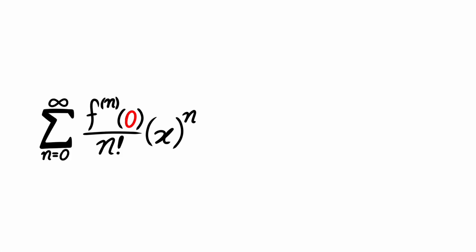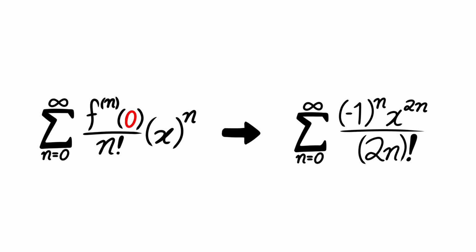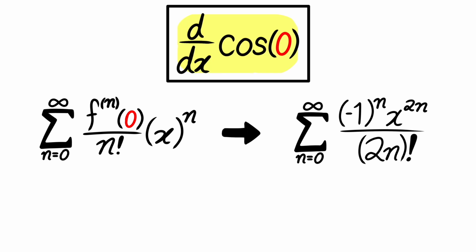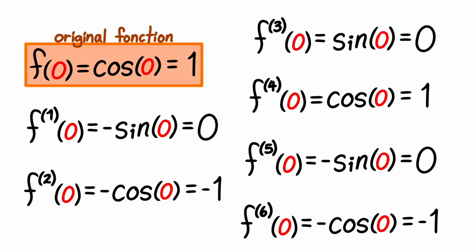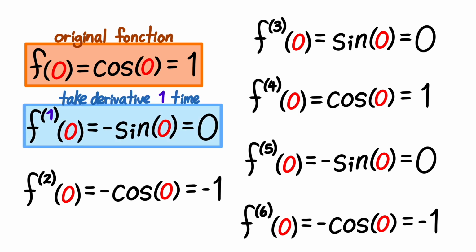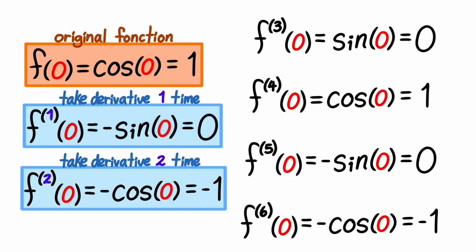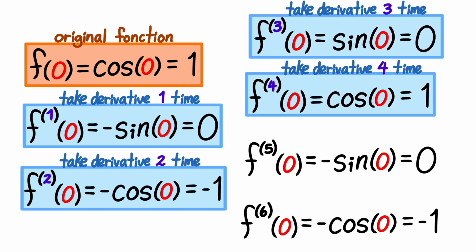Now, how this turned into this, let's just take some quick derivatives of cosine of 0 so we can get a feel of what this nth derivative of f of 0 is. Here they are. Pretty easy, right? The 0th derivative is just the original function, which is just cosine of 0, which equals 1. The first derivative is negative sine of 0, which just equals 0. Second derivative is negative cosine of 0, which just equals negative 1, and so on.